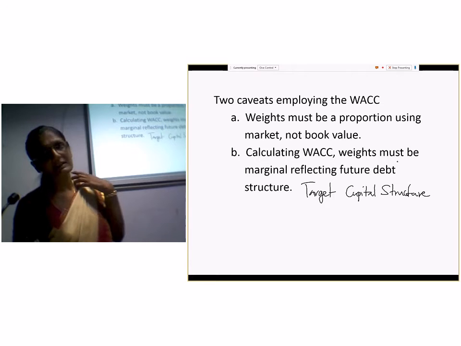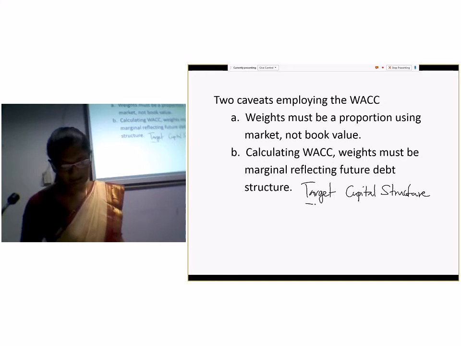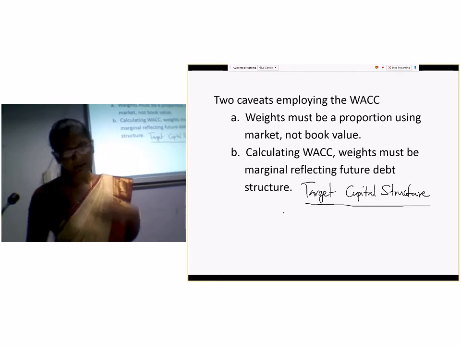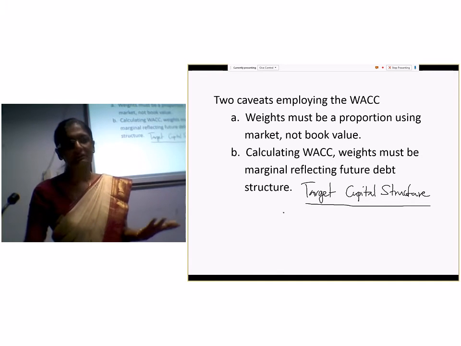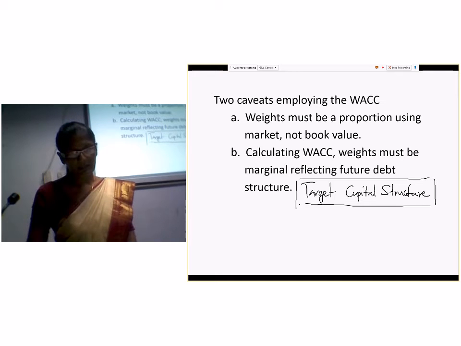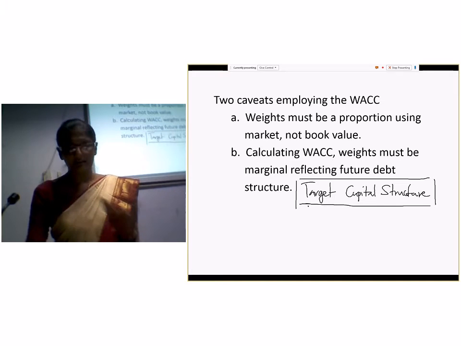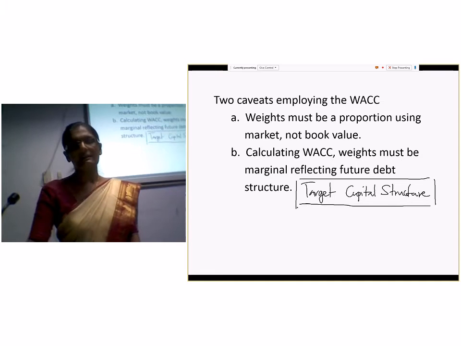Anyway, the weights should reflect the target capital structure, because we define this target capital structure by analyzing the factors affecting the capital structure of the firm, right? When the company decides this target capital structure, they consider all the relevant factors which minimize the cost of capital and maximize the value of the firm. Therefore, the weights that we consider in calculating the WACC should reflect the target capital structure of the firm. Okay.